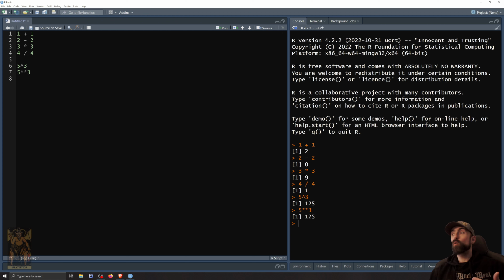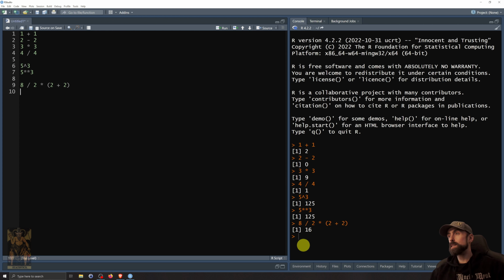R will also follow the order of operations when dealing with more complex expressions. To illustrate, consider this expression. Suppose you have 8 divided by 2 multiplied by parentheses 2 plus 2. A lot of people looking at this expression mistakenly believe that it's equal to 1. Other people will say it's equal to 4, but in actual fact, it's equal to 16. So you can see R shows that it's equal to 16 here.